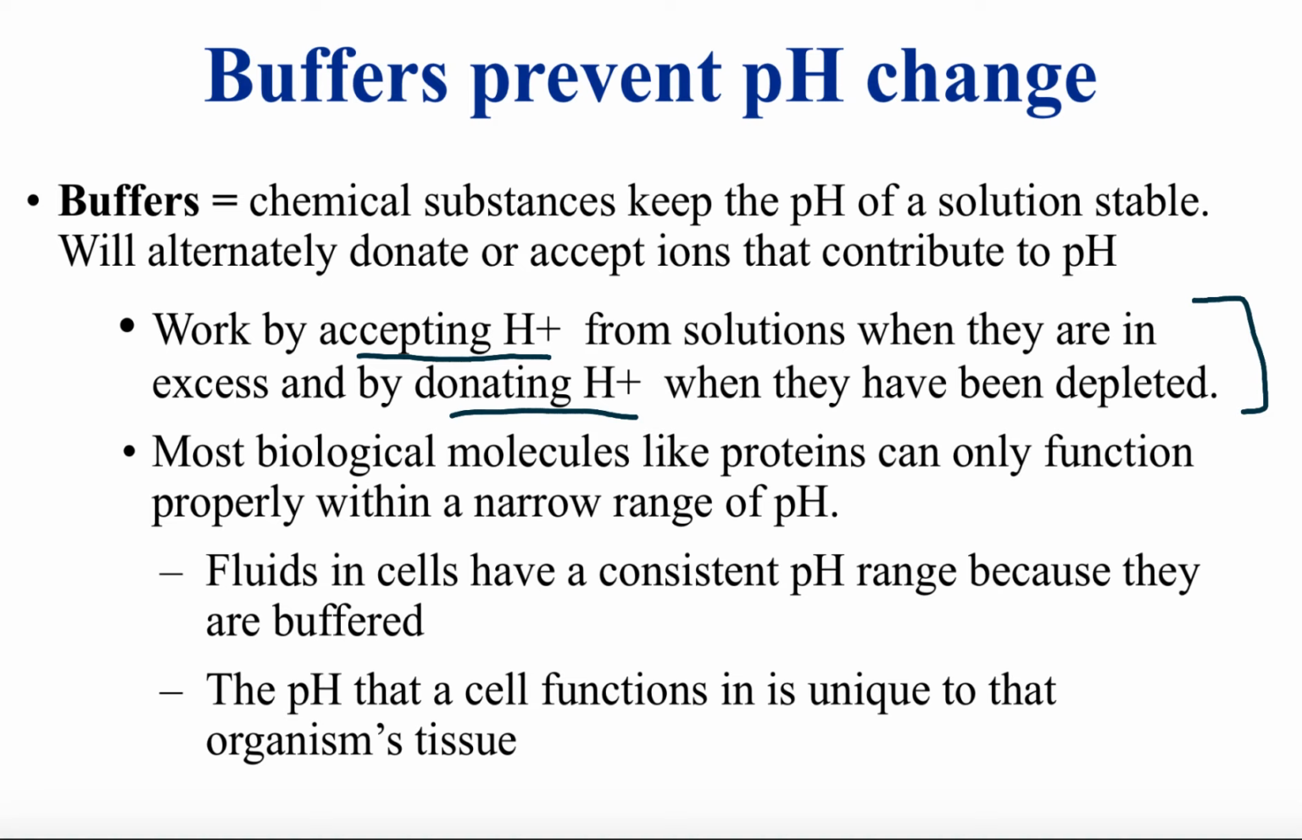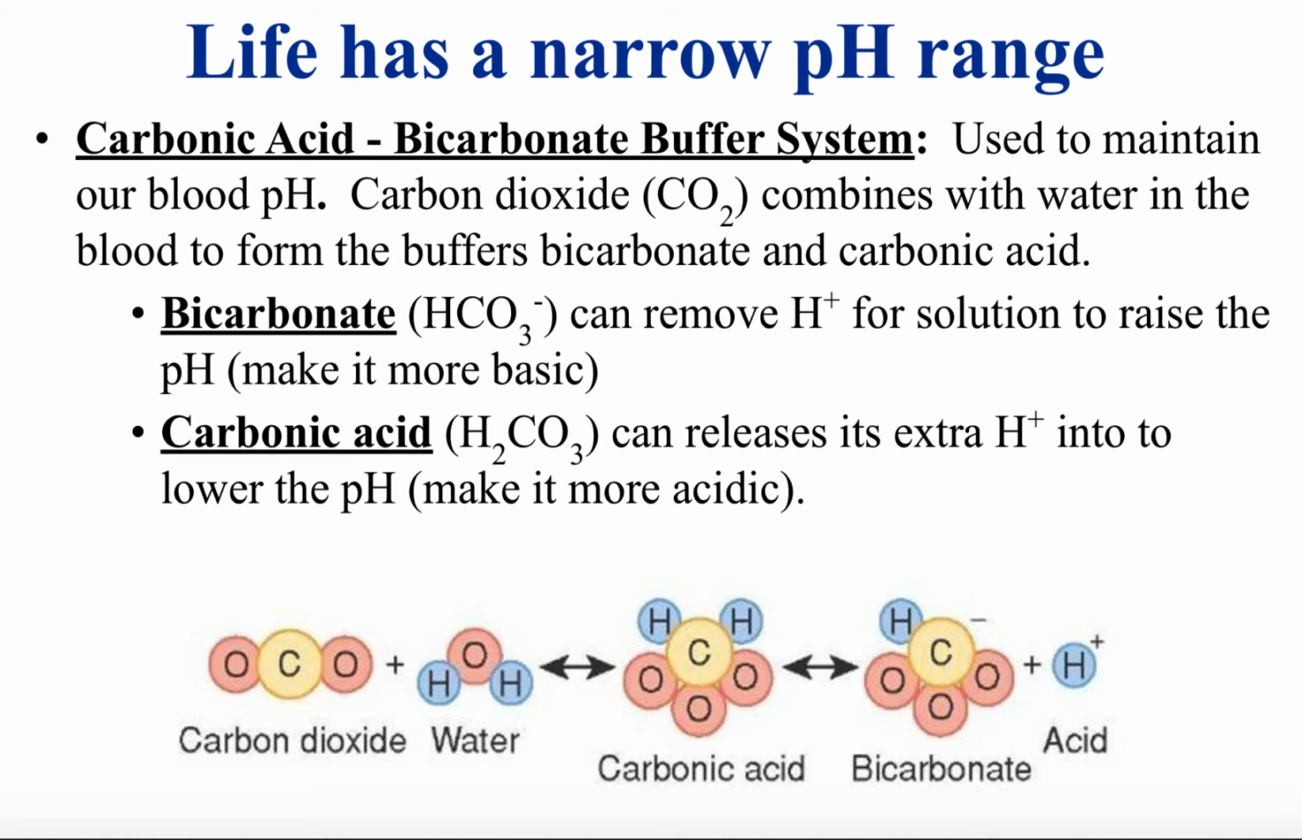Just a reminder, most biomolecules like proteins, which do the work in your body, only function properly within an acceptable range for your pH. And the fluids of your cells are all about making sure your pH ranges are consistent, which is why they are buffered and they have these chemical substances that keep it consistent. One of the famous chemical substances is carbonic acid bicarbonate. Carbonic acid and bicarbonate are actually different forms of the same type of molecule.